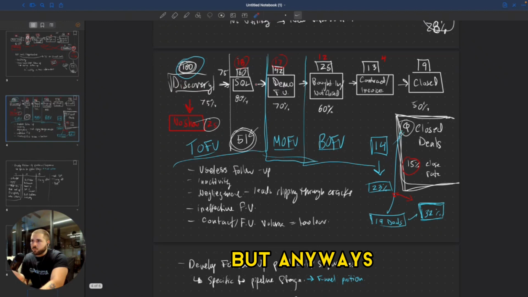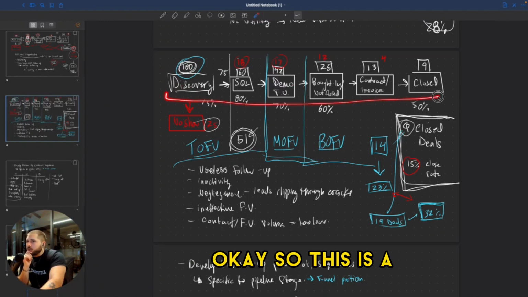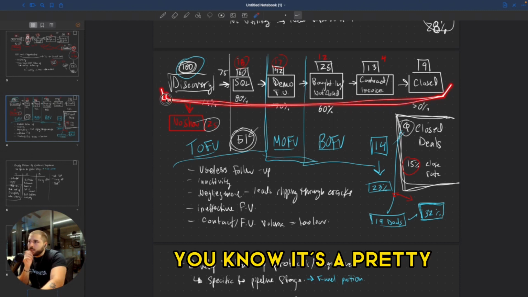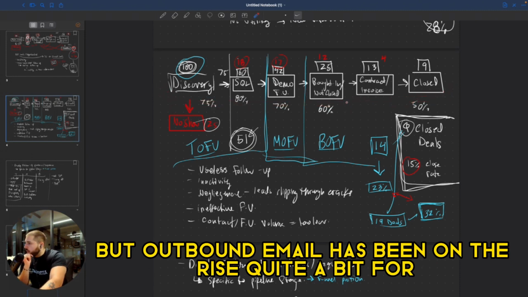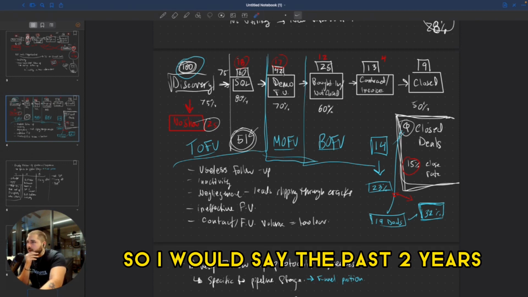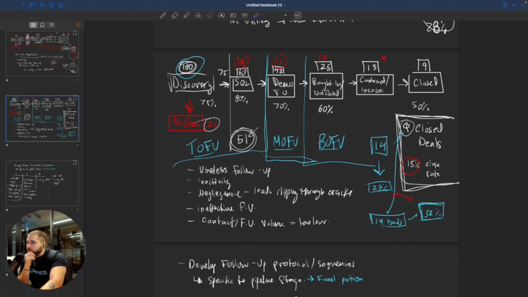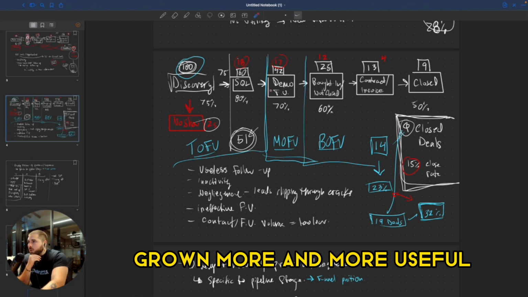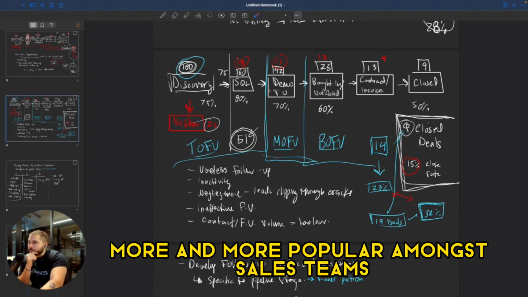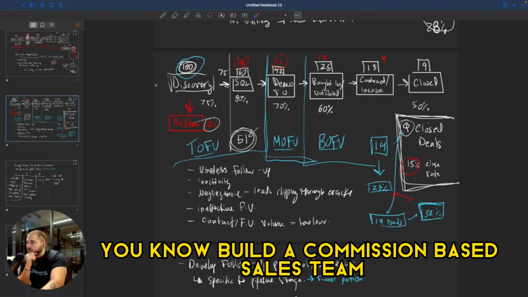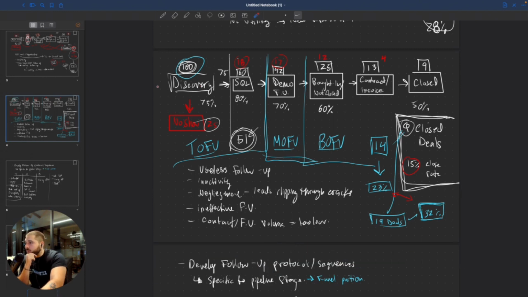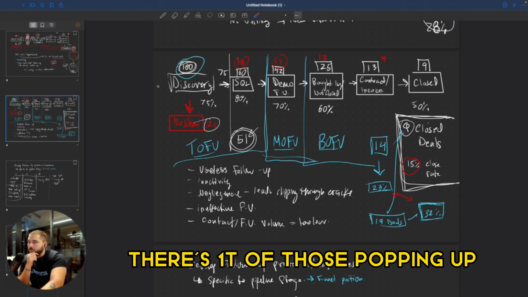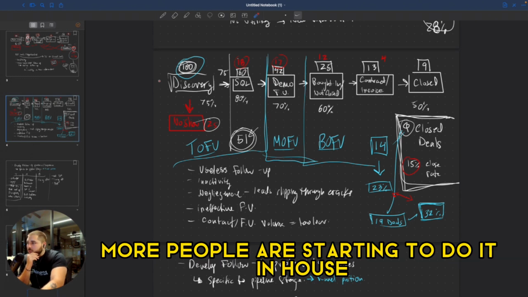But anyways, with this pipeline, let's talk about outbound. It's a pretty trendy thing, but outbound email has been on the rise for quite some time now. I would say in the past 2 years, outbound marketing and outbound sales have become more and more popular among sales teams. I'm sure you see the offers out there: build a commission-based sales team, build an outbound sales team, outbound agencies. There's a ton of those popping up, and more people are starting to do it in-house.